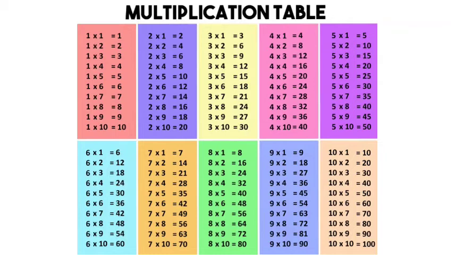7 1s are 7, 7 2s are 14, 7 3s are 21, 7 4s are 28, 7 5s are 35, 7 6s are 42, 7 7s are 49, 7 8s are 56. Very good. Next, who is ready to tell the table?